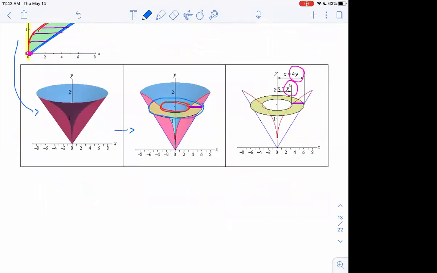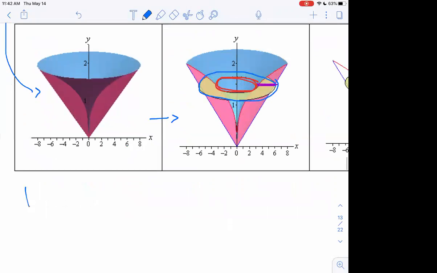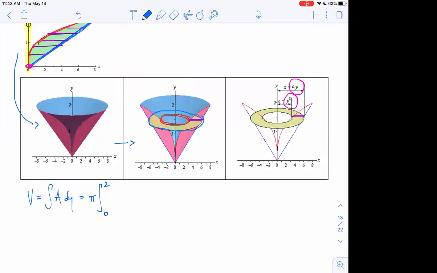So we get that the volume equals the integral of area dy, okay? And because I know I'm rotating it, I've got that pi r squared formula for my area. So I'm going to put the pi out in the front. I know that my bounds should be y values, so I'm starting at 0 and I'm ending at 2, okay?